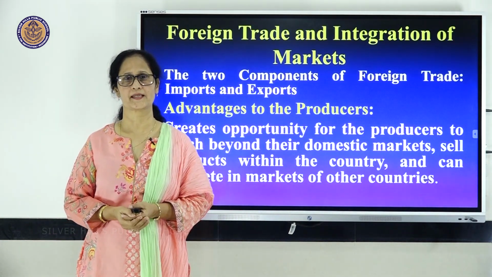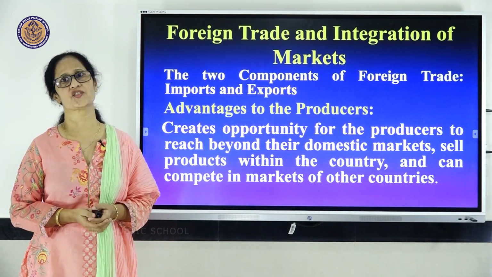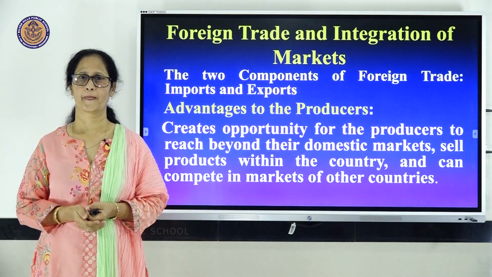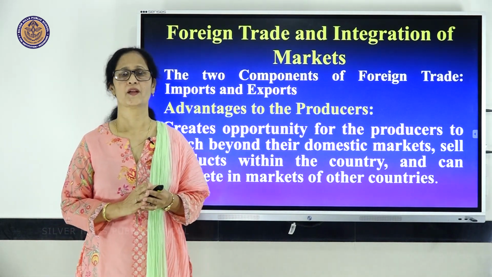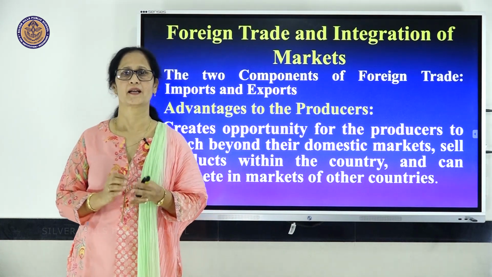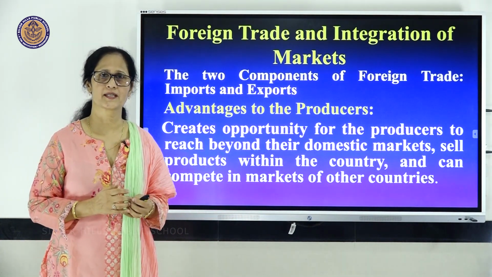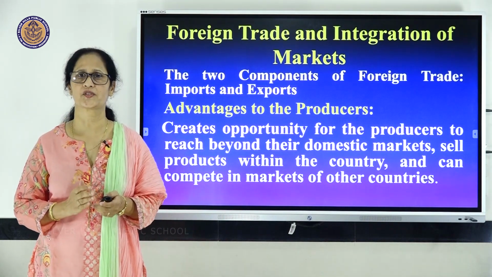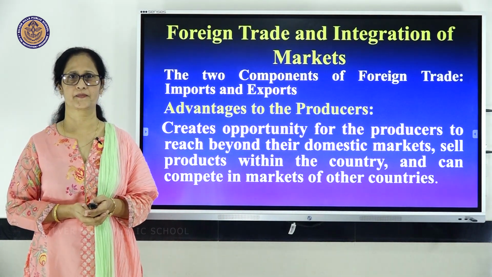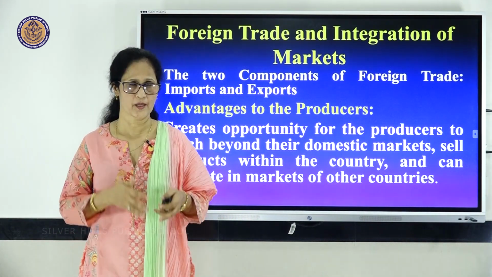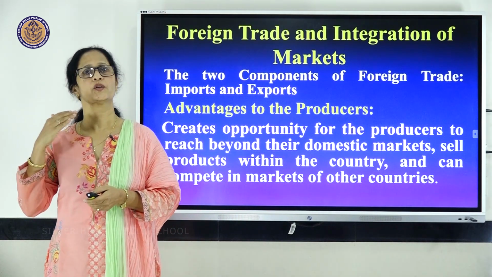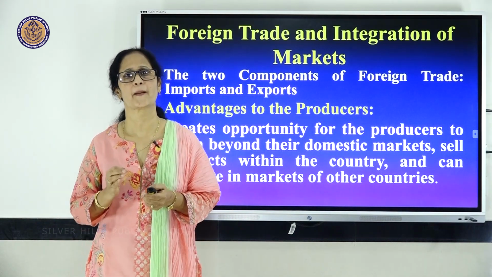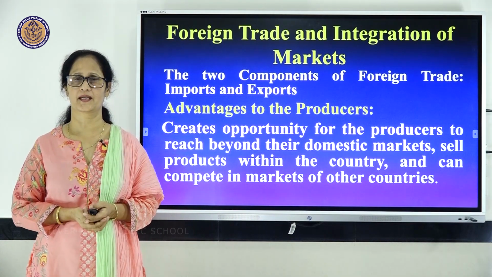The second element of globalization is foreign trade and integration of markets. Foreign trade has two components, exports and imports. To understand the role of foreign trade for globalization, we have to understand how foreign trade is benefiting producers and consumers. For the producers, the foreign trade creates an opportunity to reach beyond the local markets. They can sell their products in their own country as well as export the product to another country and sell over there.